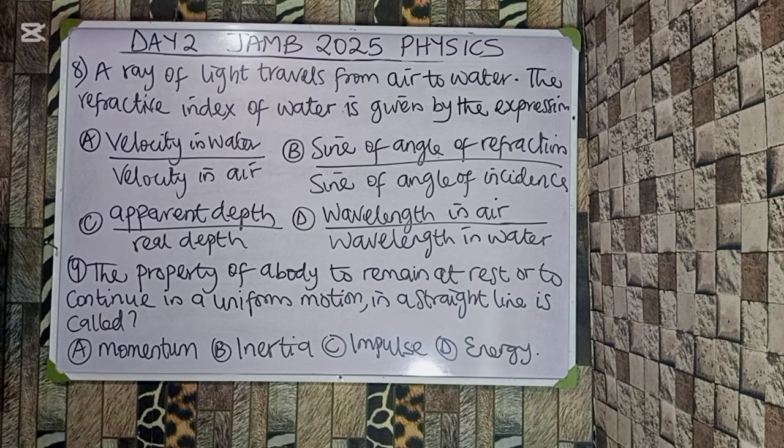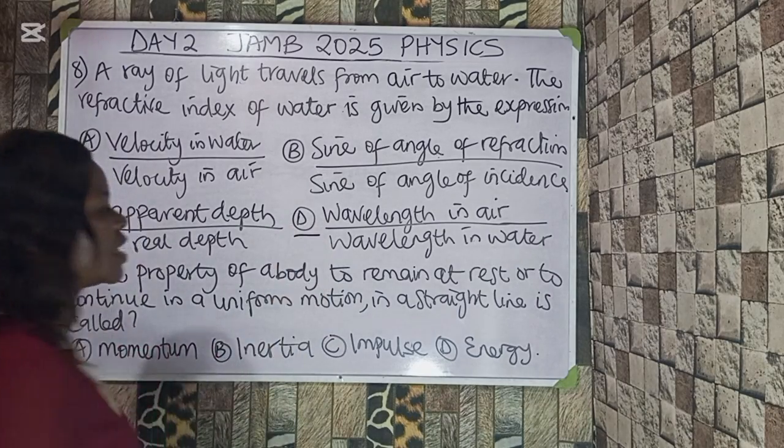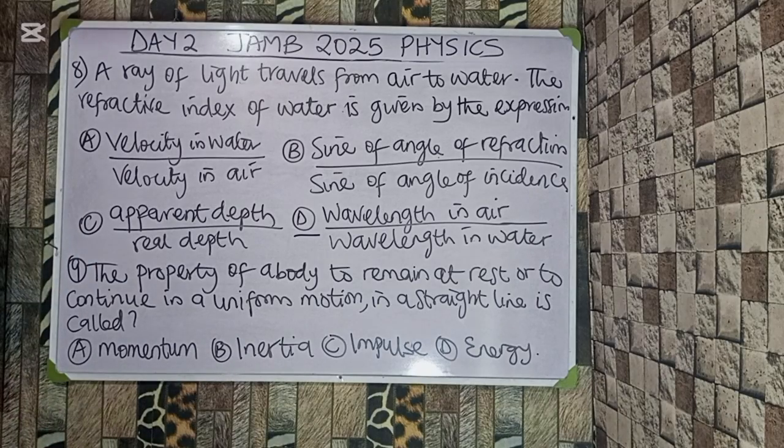Question 8. A ray of light travels from air to water. The refractive index of water is given by the expression. Option A, velocity in water over velocity in air. Option B, sine of angle of refraction over sine of angle of incidence. Option C, apparent depth over real depth. Option D, wavelength in air over wavelength in water. Now the correct option is option D, which is wavelength in air over wavelength in water.